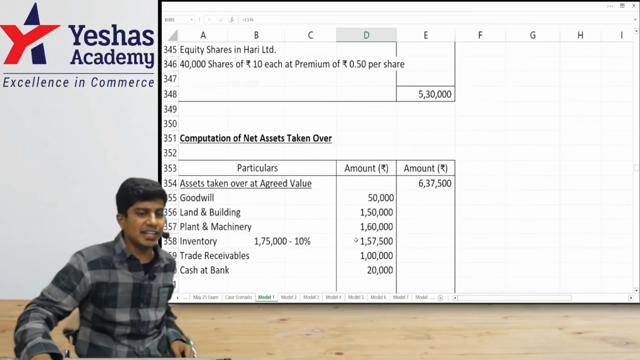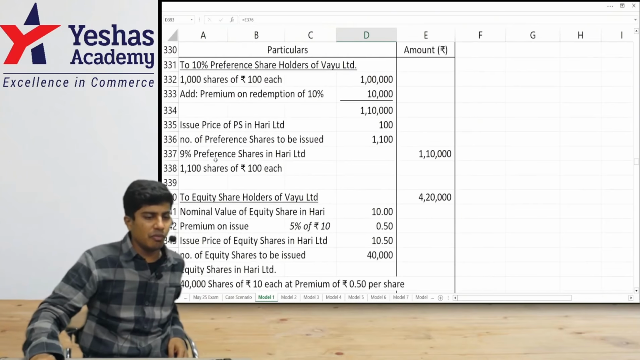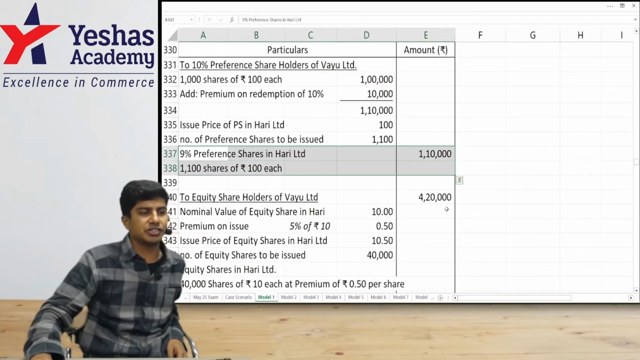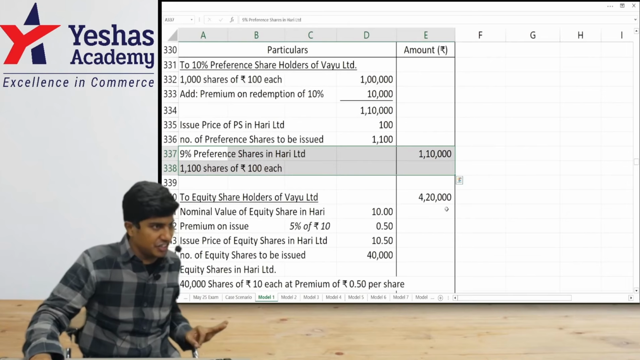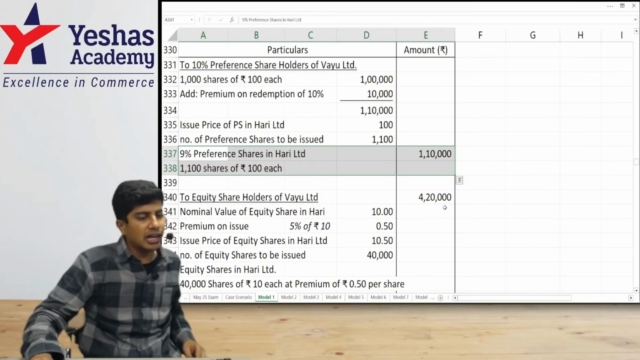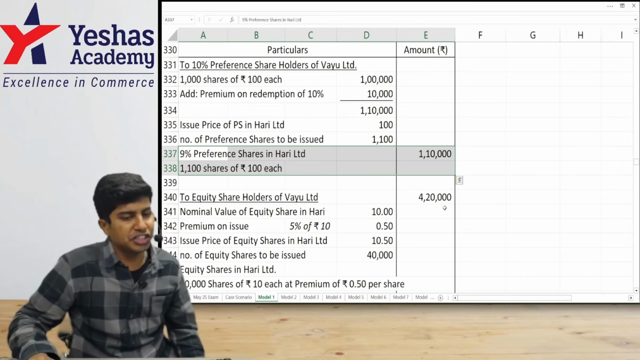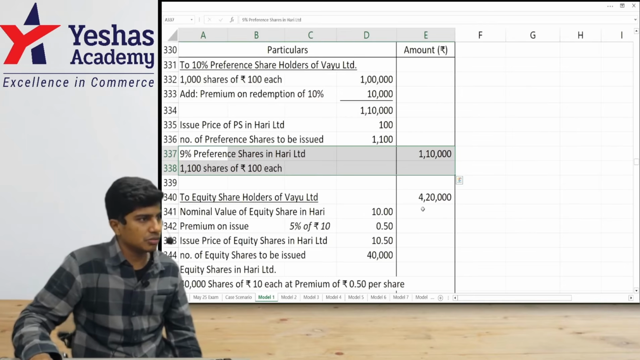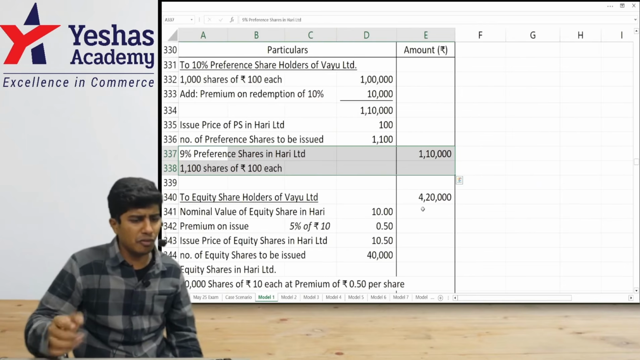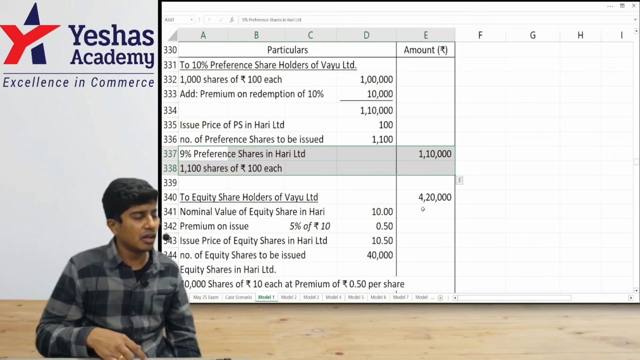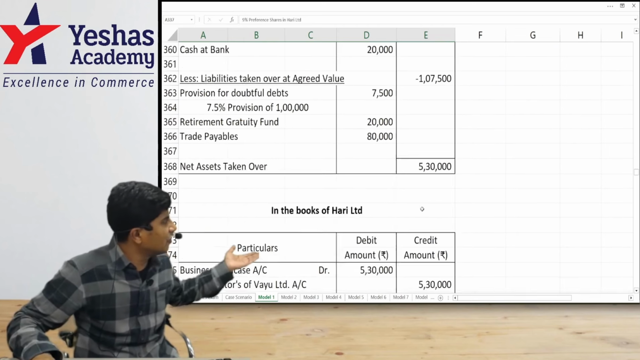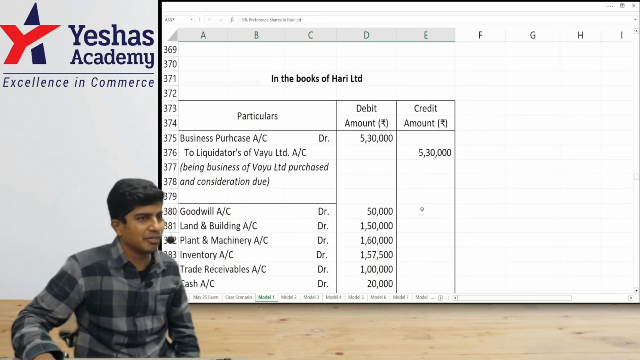We've done one table, discharge of purchase consideration. We are going to give them 1100 preference shares of rupees 100 each, at par. Is there any securities premium? No. 1,10,000, 9% preference share capital. Should I write preference share capital or preference shares in Hari Limited? We are Hari Limited ourselves; in our books, why will we write our own name?